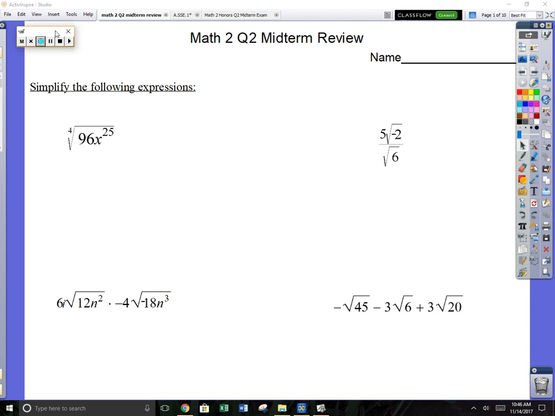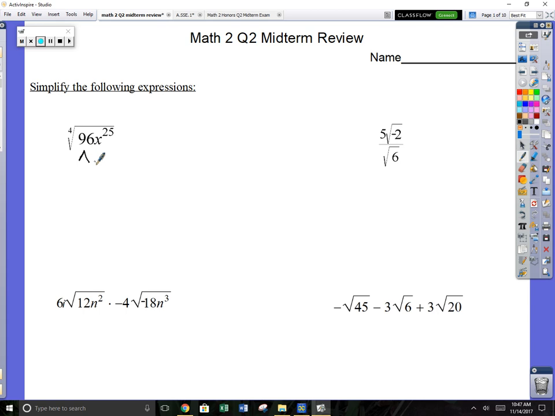All right, so your midterm is gonna have a few of our irrational, rational, real numbers, complex, imaginary stuff that we did from quarter one. So can't ever forget this stuff. Number this first one, the fourth root of 96x to the 25th.